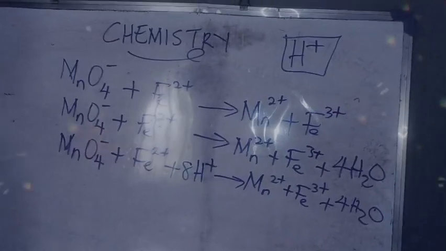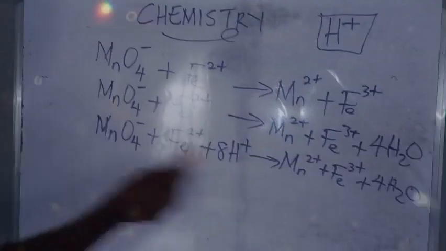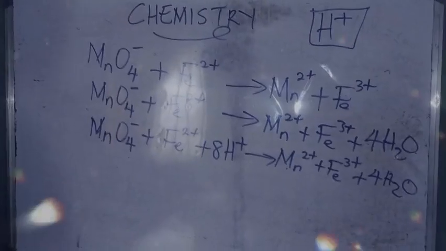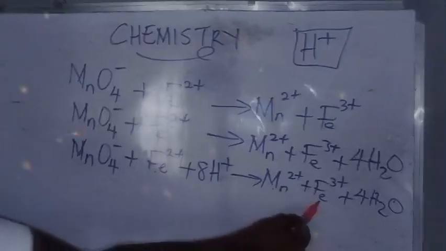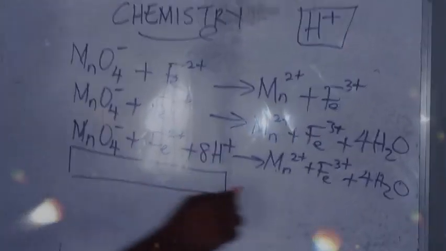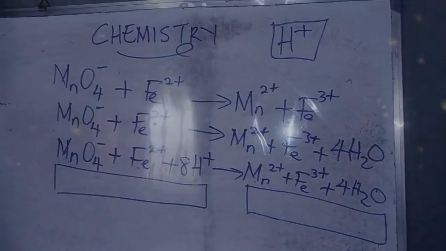Now let's look at manganese elements. We have 1 here, we have 1 here, it's balanced. Iron elements, 1 iron here, 1 iron here. Now it remains the charges, because it must be balanced in terms of charge at both sides. Without that the equation is not balanced. So that is the last stage.